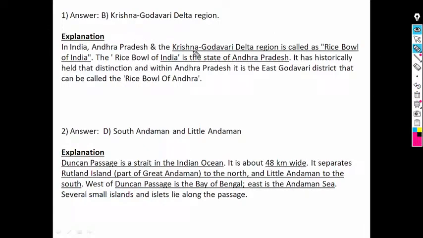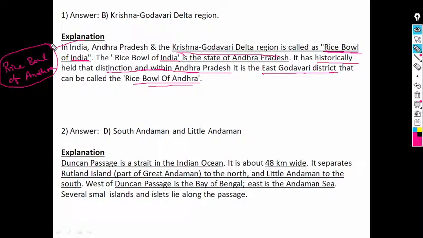First, in India, Andhra Pradesh and the Krishna Godavari Delta region is called the rice bowl of India particularly. The rice bowl of India is the state of Andhra Pradesh. It has historically held that distinction, and within Andhra Pradesh, it is the East Godavari district that can be called the rice bowl of Andhra.